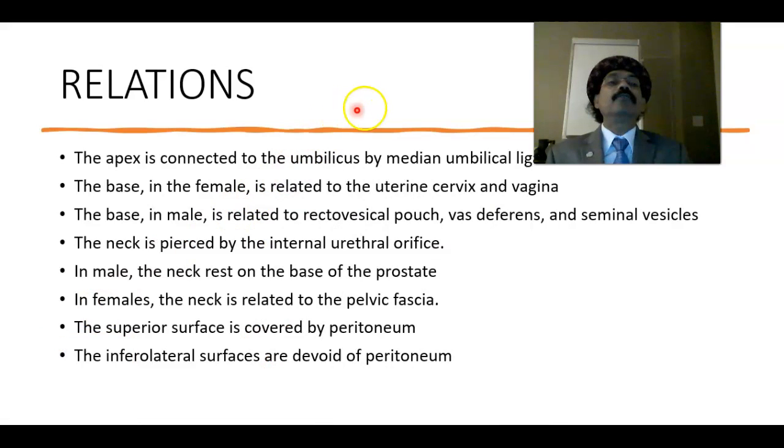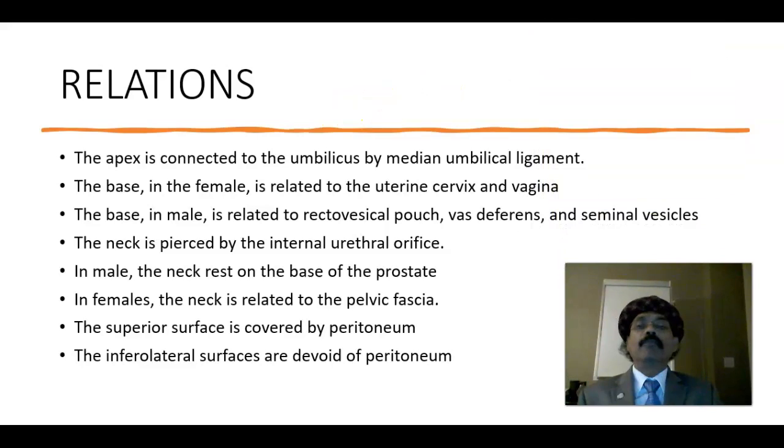If we go to the relationships of the urinary bladder, the apex is connected to the umbilicus by the median umbilical ligament, which is the remnant of the embryonic urachus. The base in female is related to the uterine cervix and vagina. The base in male is related to the rectovesical pouch.